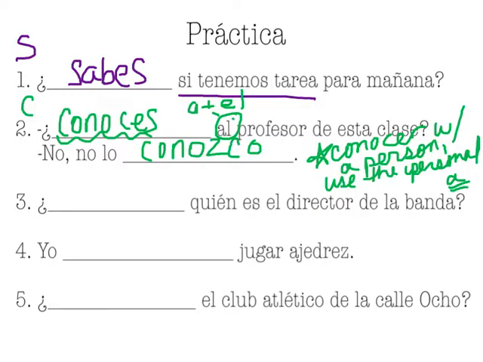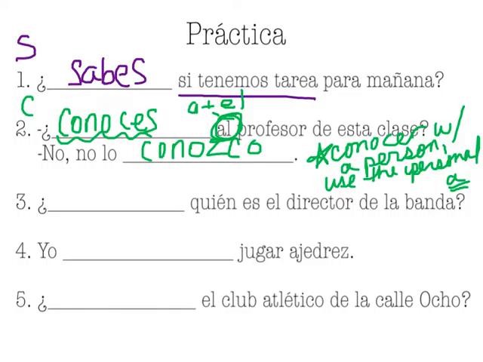And we learned a little bit about the personal a last year. The personal a is that a that comes right after when you're doing something to or for a person. And we always use it with the verb conocer. So whenever you use conocer with a person, make sure you include that. But also, whenever you see that a, it's a good hint for you that probably you're going to use conocer. Okay, let's do number 3.